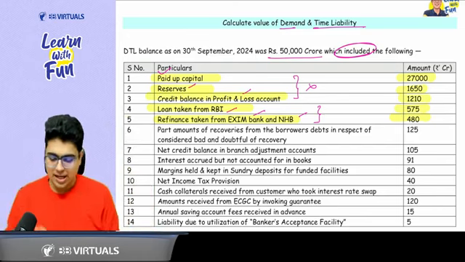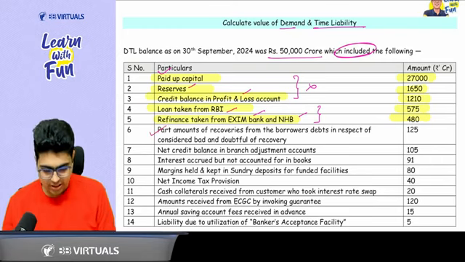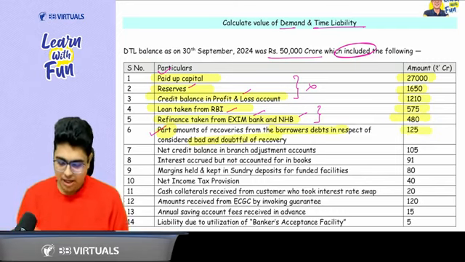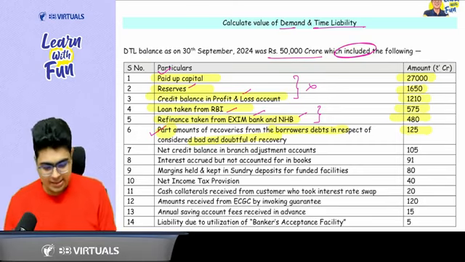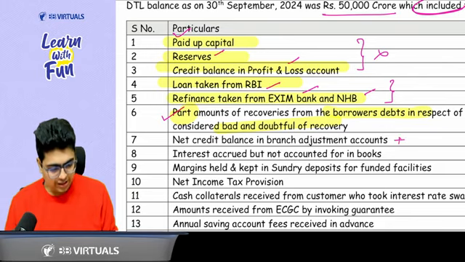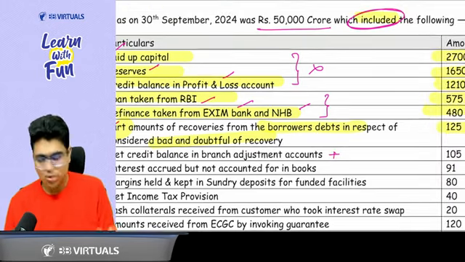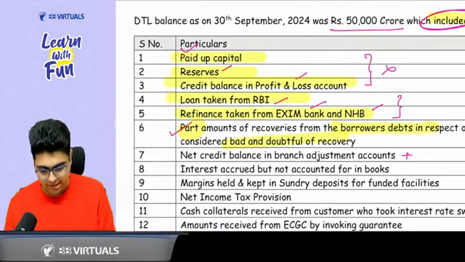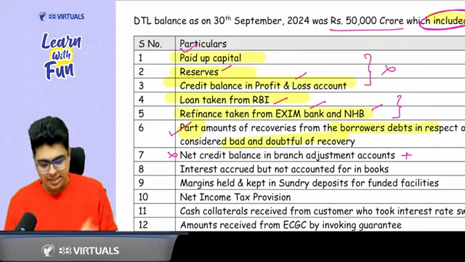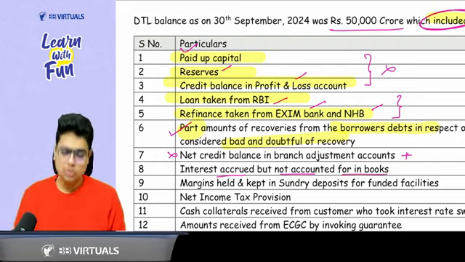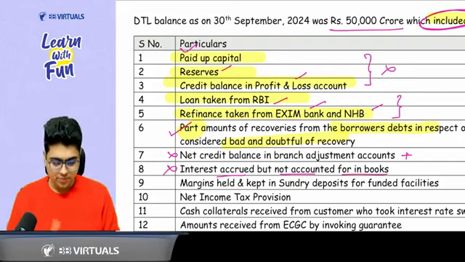Now, another P was part amount of recoveries from borrower debts which were considered bad and doubtful; it will also be excluded. Net credit balance in branch adjustment account: it was to be included, but it is already included, so just ignore. Interest accrued but not accounted in the books: again, it was to be included, it is already included. Ignore.